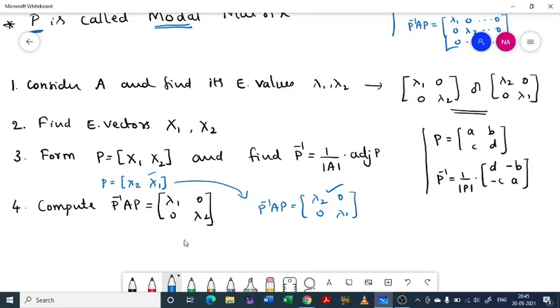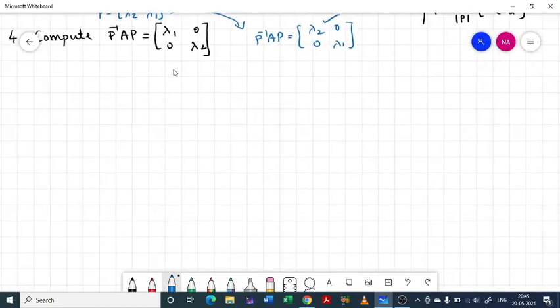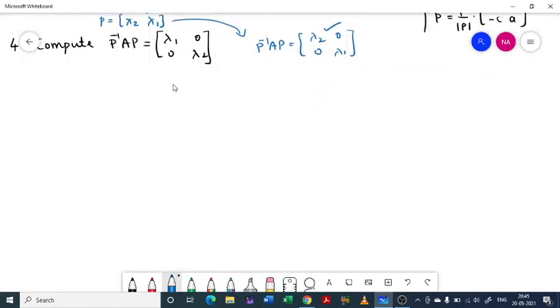Now let us start with problems. Diagonalize the following matrices. That is the problem statement. The first matrix I am going to consider is A equal to minus 1, 3, minus 2, 4. So this is the first matrix I am going to consider. Solution.